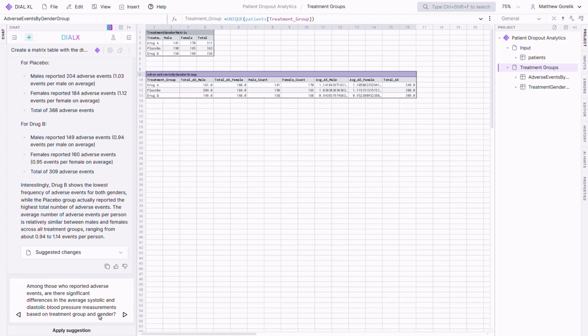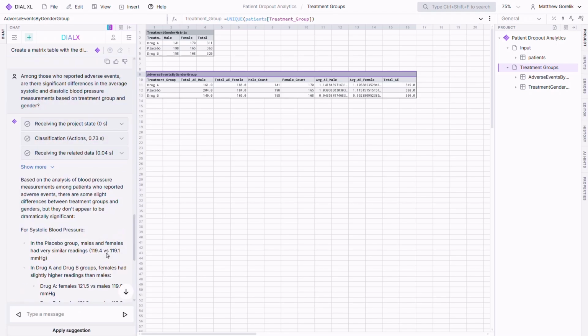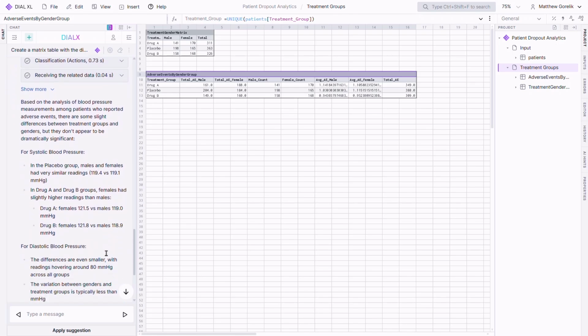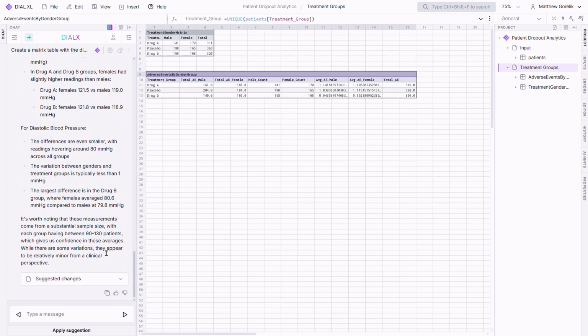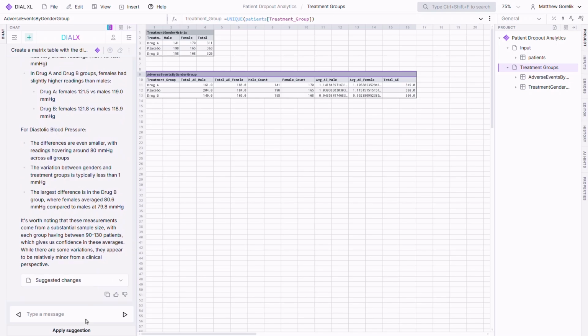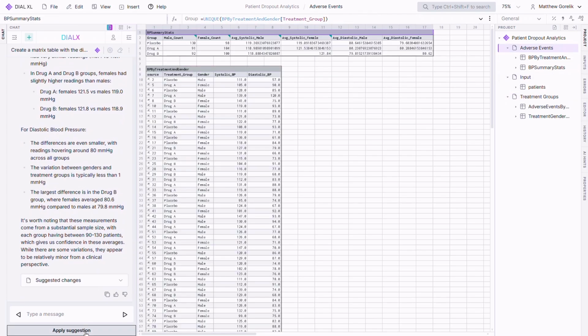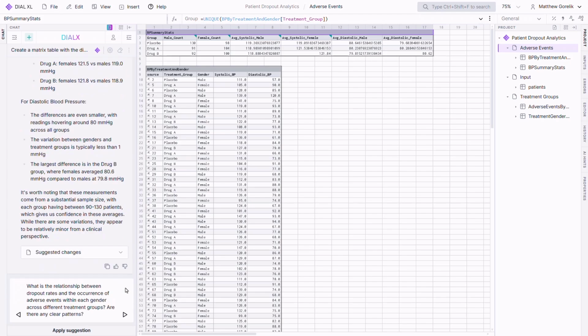Now, we'll ask it to just take the patients who report adverse events and analyze their blood pressure readings by treatment group and gender. Here, you can see it relying on an intermediately generated table. It's just a set of patients with adverse events, and using just those patients for the summarized blood pressure readings. The findings show that we observe no meaningful difference between systolic and diastolic blood pressure across genders or treatment groups based on the adverse events.